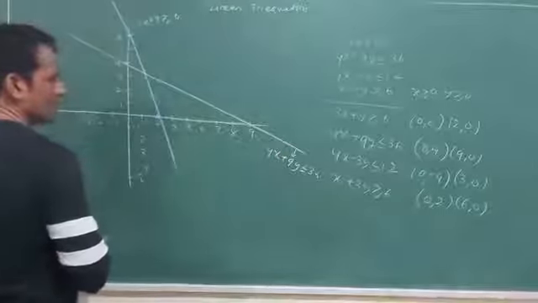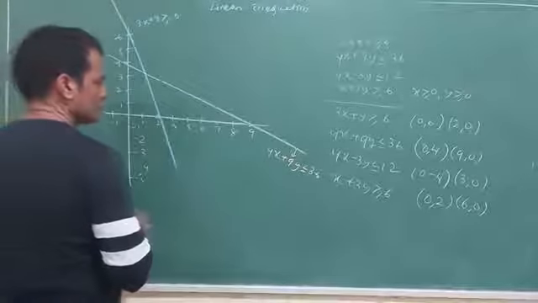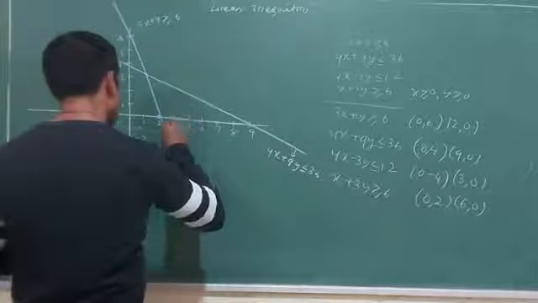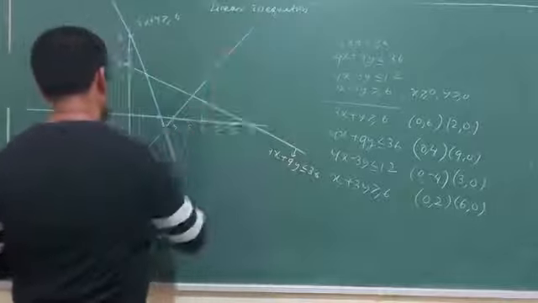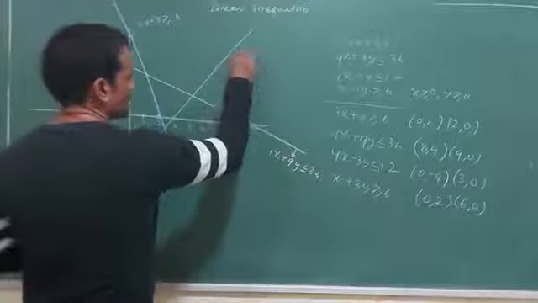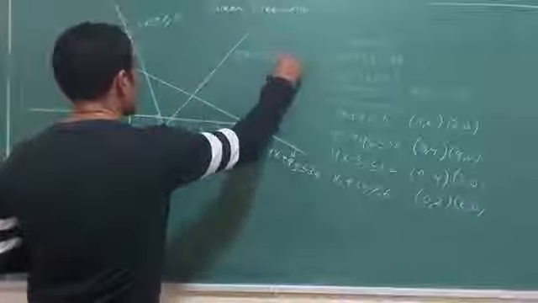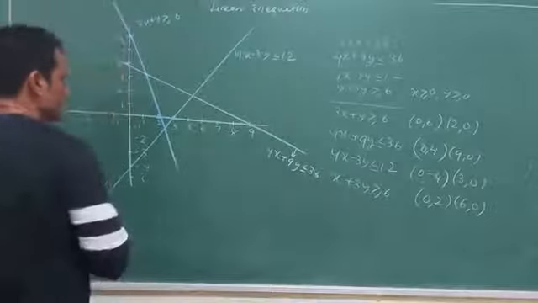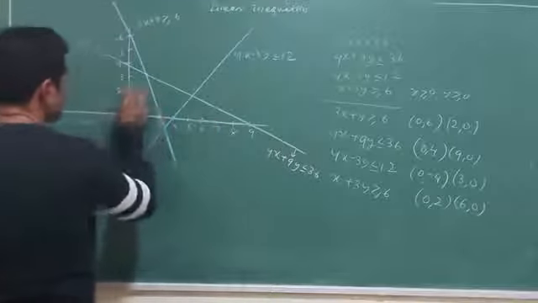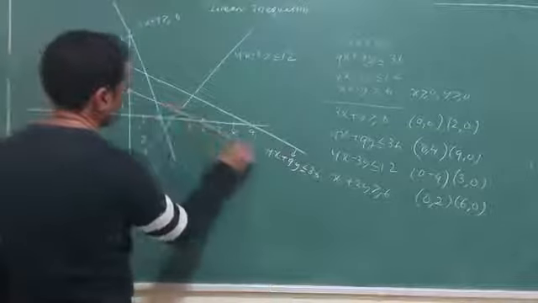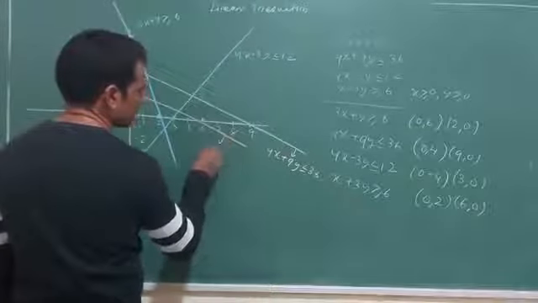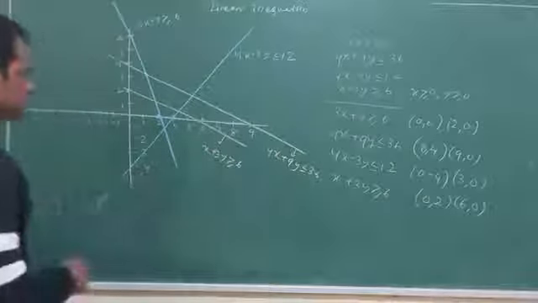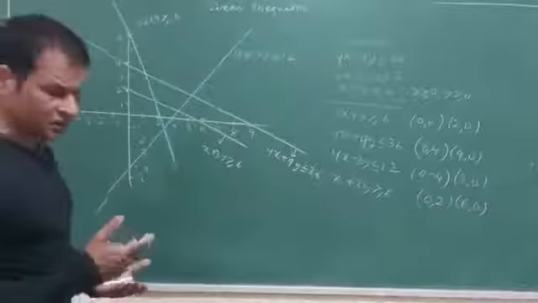Okay, third one, 3, 0 and 0, minus 4. Its equation is 4x minus 3y less than or equal to 12. Alright, the last one, 6, 0 and 0, 2. Its equation is x plus 3y greater than or equal to 6. One by one you need to check that.